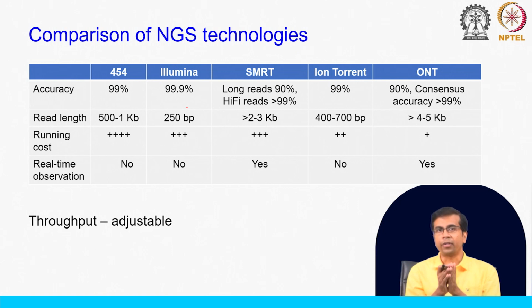Coming to real time observation, 454, Illumina and Ion Torrent are not real time observation, whereas SMRT and ONT are real time observations. So, if real time observation is important for your experiment, you want to consider SMRT and ONT. Throughput, again coming to all these platforms, we can adjust the throughput because we have different chips or different kinds of sequencers to cater to different throughputs.